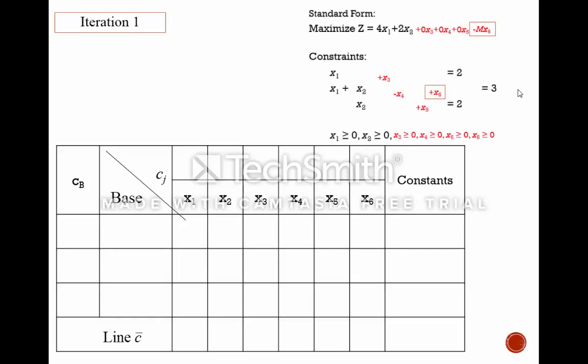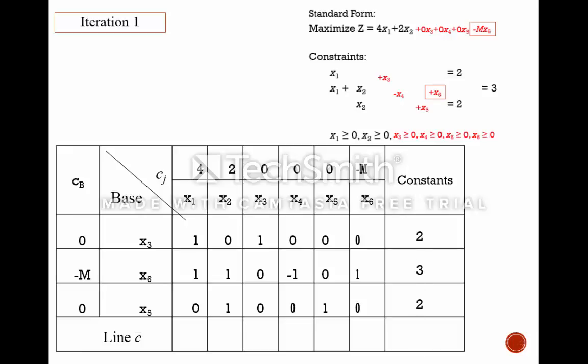Okay, now we put the constraints on the table. We put the maximize z row, there is 4, 2, 0, 0, 0, and minus M. And we put the base row, there is x3, x6, and x5. We put the c-bar row, there is x3 is 0, x6 is minus M, and x5 is 0. And the constants are 2, 3, and 2.